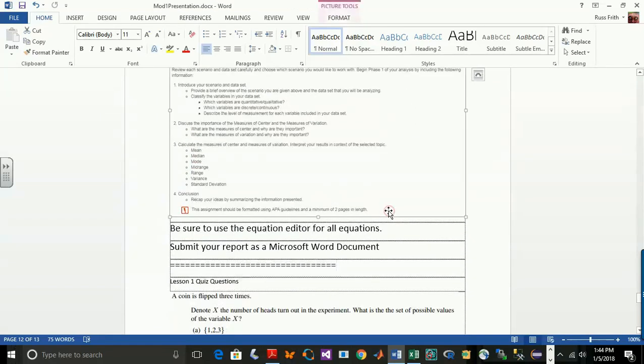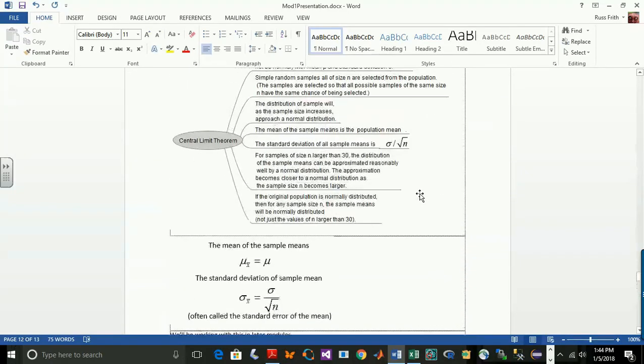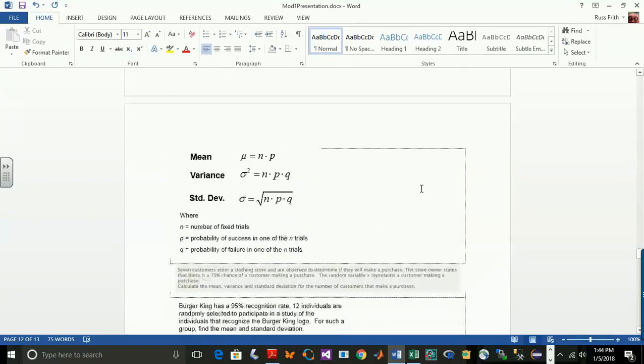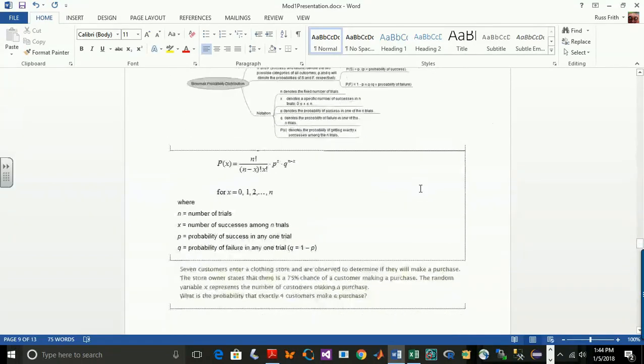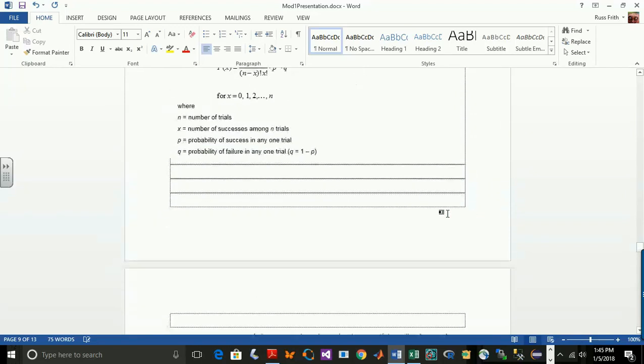Okay, so I can give you a brief example. Let's go back to one of these formulae and I'll give you a brief intro into how to use the equation editor. Suppose you want this formula, the binomial distribution formula, as a formula in your report. How would you edit that? How would you include that in the report?